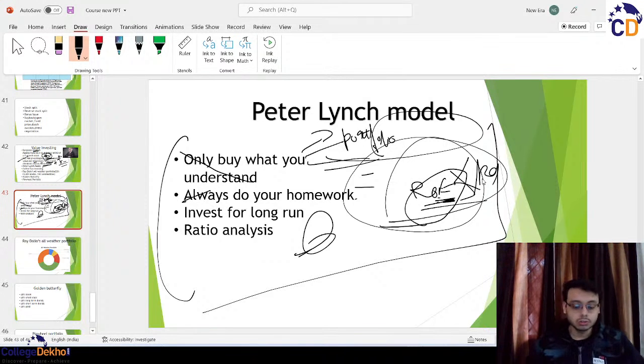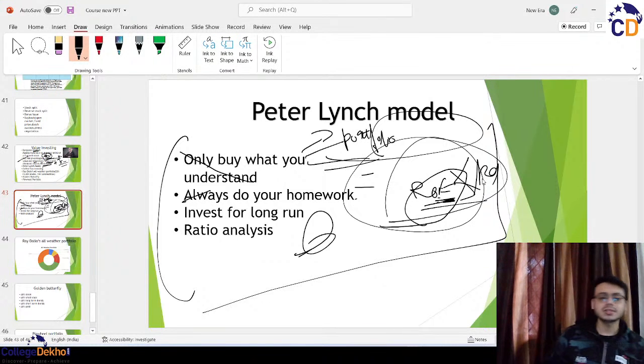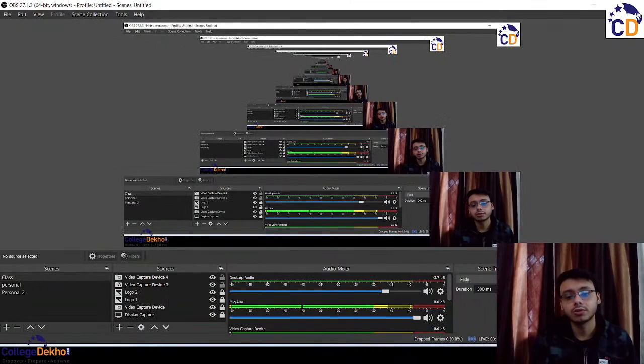Okay. So these were some of the principles suggested by the Peter Lynch model, and these are not principles you have to follow always. The principles can be different for different persons. Okay, that you people can see.